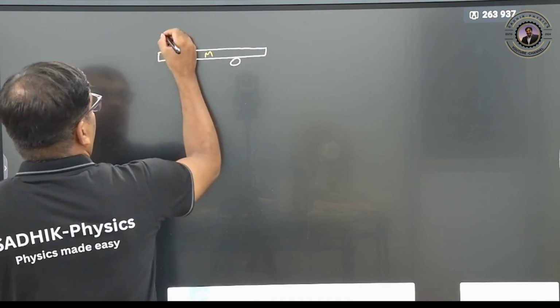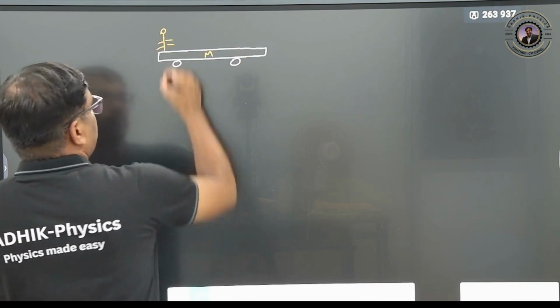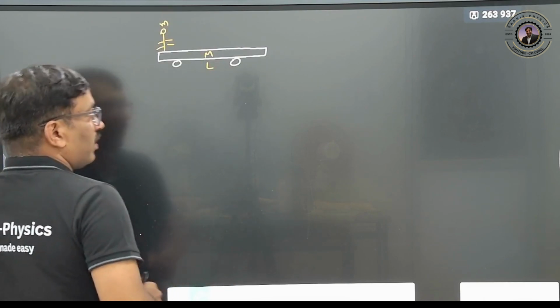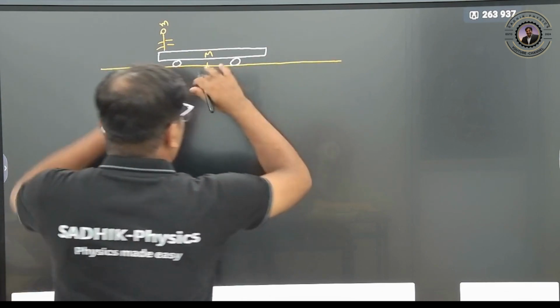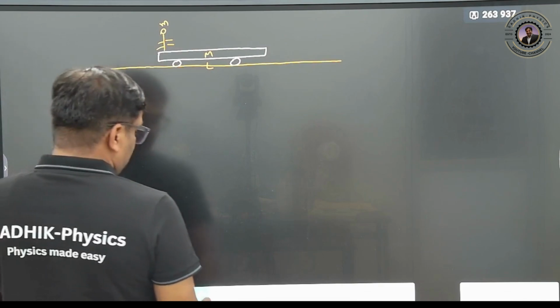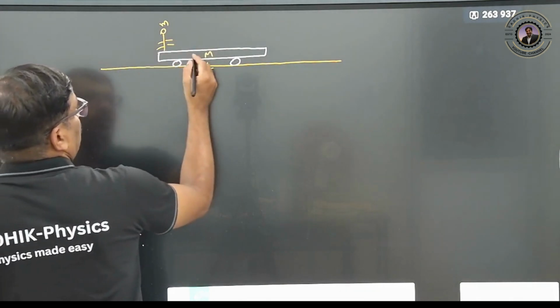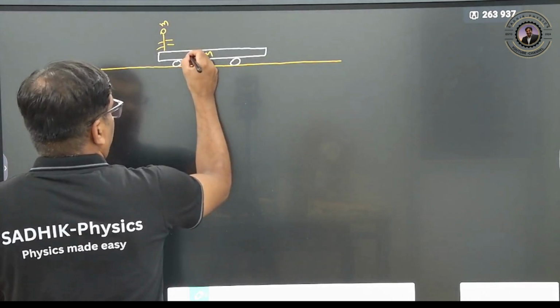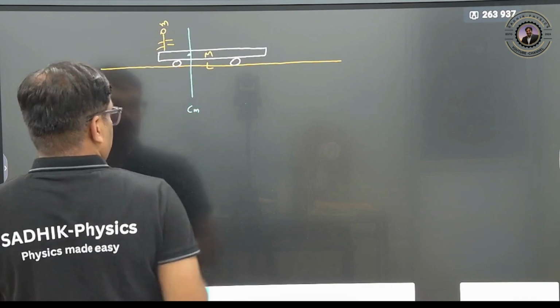Now here there is a person. This is one person. Clear? This person's mass is m. The plank's length is L. This plank is kept on a smooth horizontal surface. Where will the center of mass lie now? Definitely, on this side the mass is more, so the center of mass is going to lie at this point. This is the position of your center of mass.